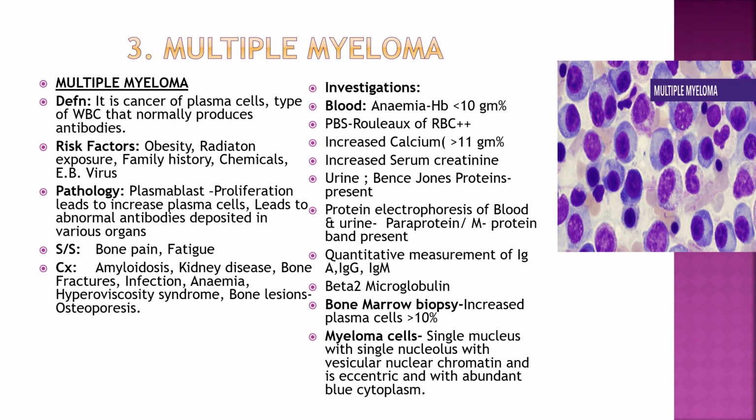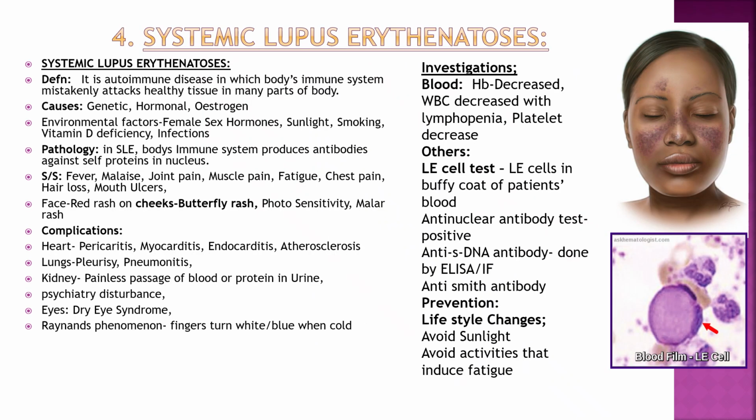Myeloma cells have a single nucleus with a single nucleolus with vesicular nuclear chromatin, eccentric, and with abundant blue cytoplasm, which you can see in this picture. Systemic lupus erythematosus is an autoimmune disease in which the body's immune system mistakenly attacks healthy tissue in many parts of the body. Causes can be genetic, hormonal like estrogen, environmental like female sex hormone, then sunlight, smoking, vitamin D deficiency, infections. In SLE, the body's immune system produces antibodies against self proteins in the nucleus.